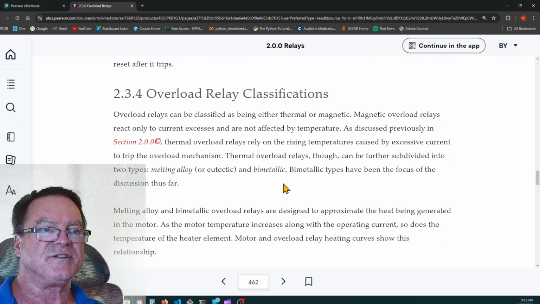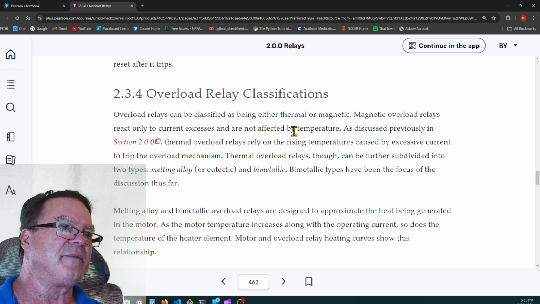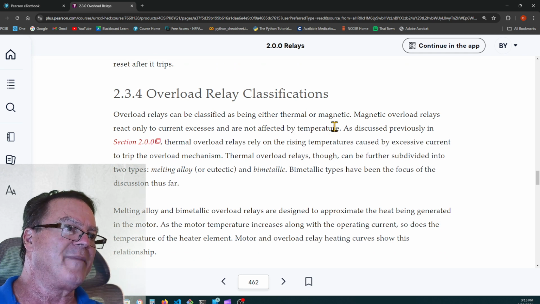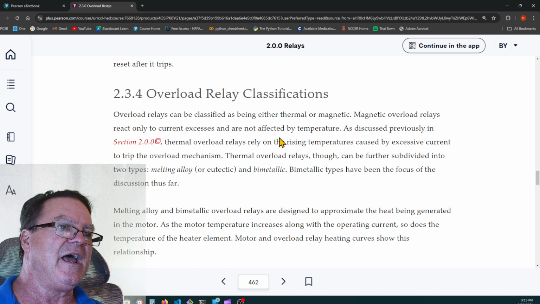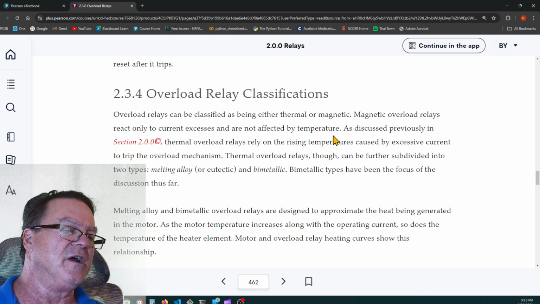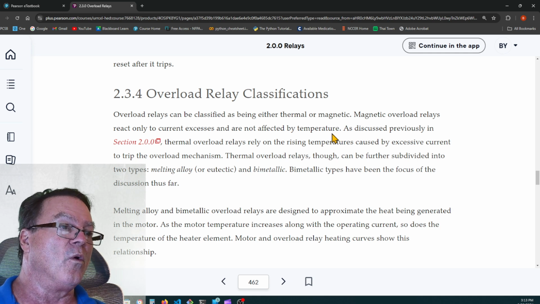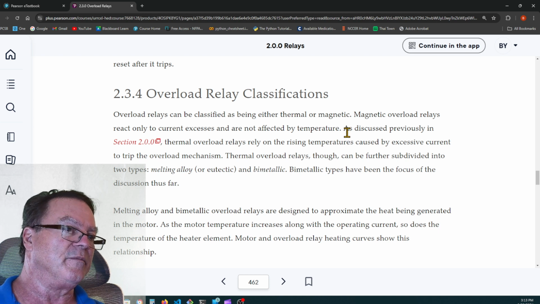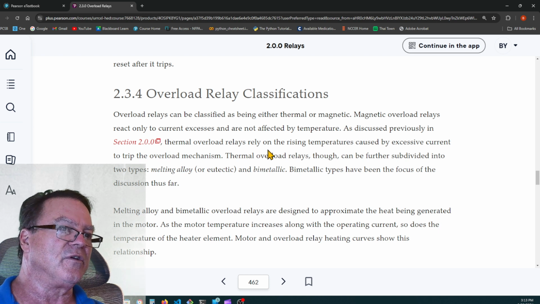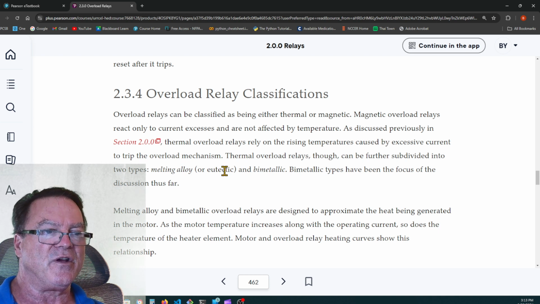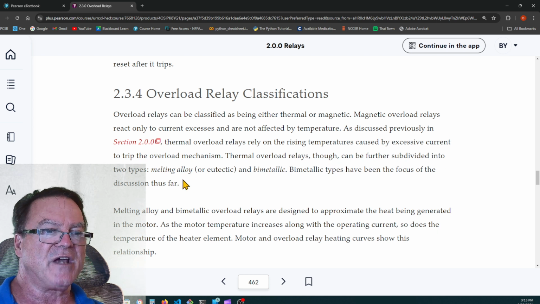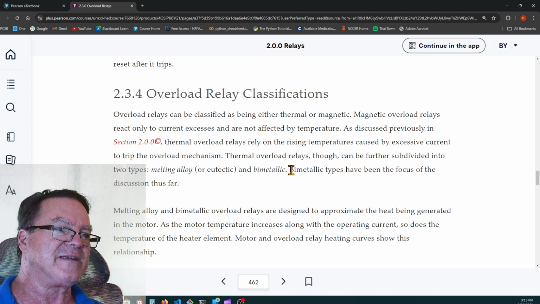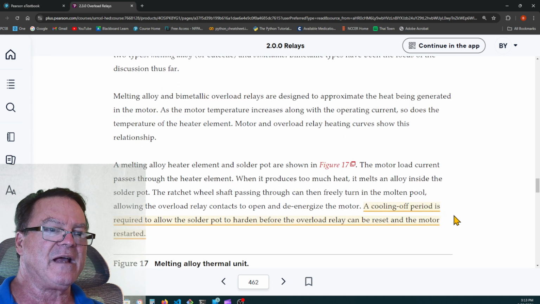Overload relay classifications. Overload relays can be classified as being either thermal or magnetic. Magnetic overload relays react only to the current expressed and are not affected by temperature. These are good if you're using a motor starter in a warmer climate, hot room. As discussed previously, thermal overload relays rely on the rising temperatures caused by excessive current to trip the overload mechanism. Thermal overload relays, though, can be further subdivided into two types: melting alloy or bimetallic. We already talked about the bimetallic.